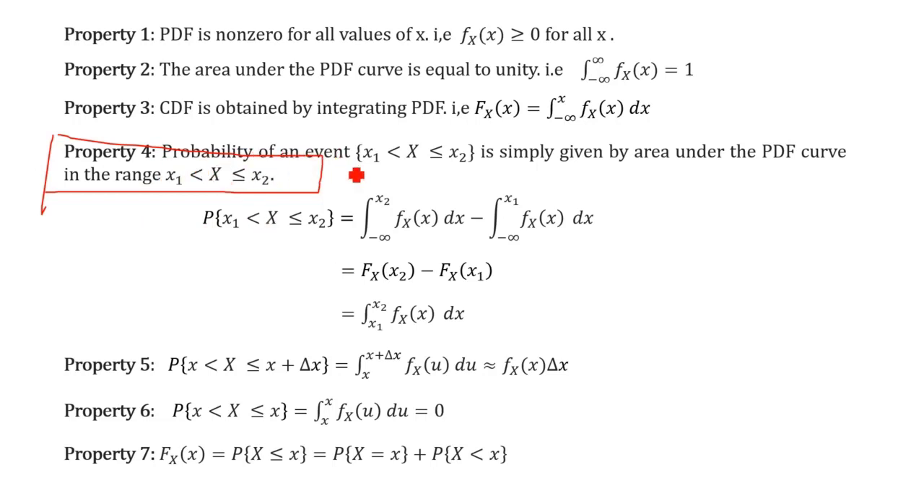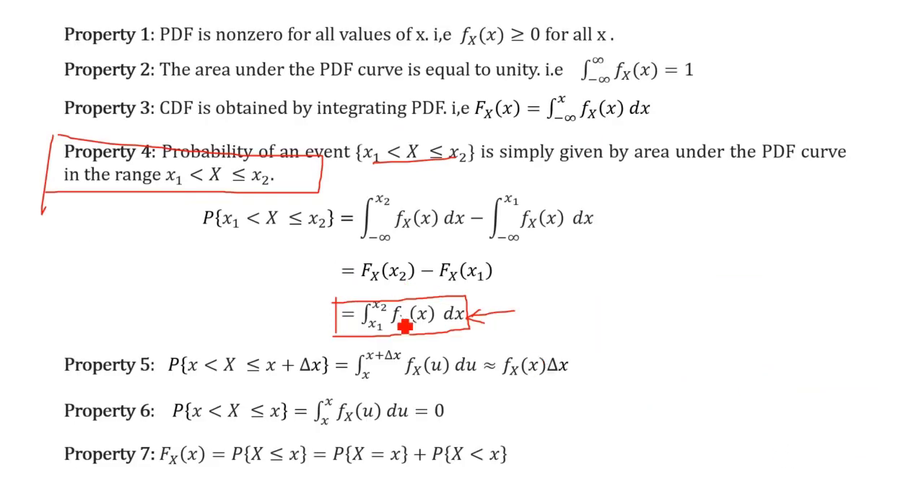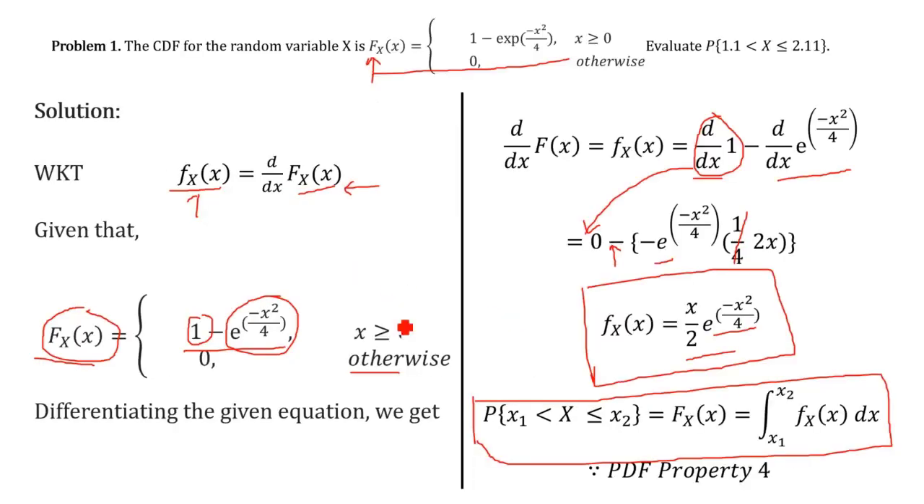The probability they have asked is between the range x1 to x2. If this is the case, this will be the formula: integral from x1 to x2 of f_X(x) dx. We don't know the PDF, the small f. Instead we know the capital F. Capital F is given here, but in the formula a small f is needed, so we use the relationship between capital F and small f: differentiation of the CDF gives the PDF.